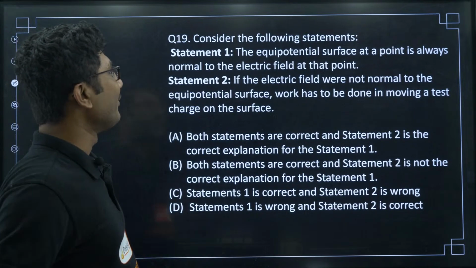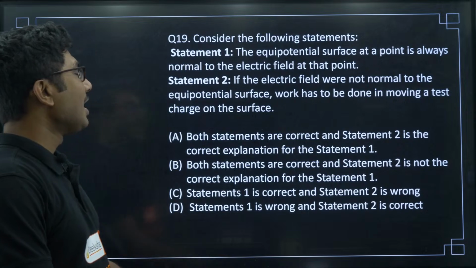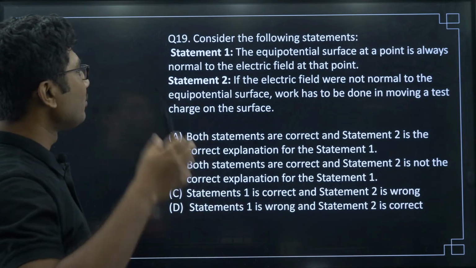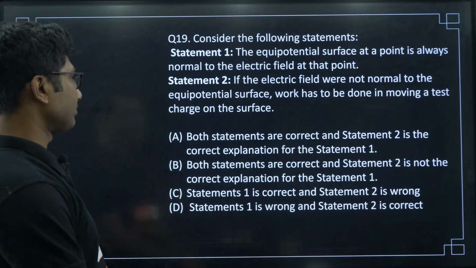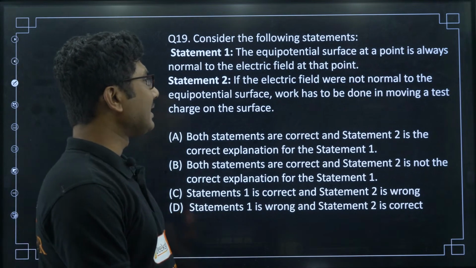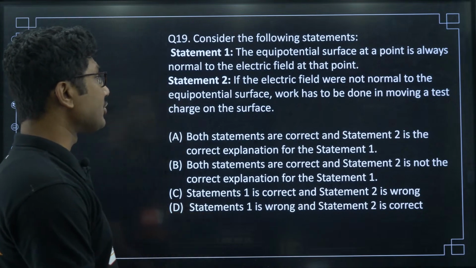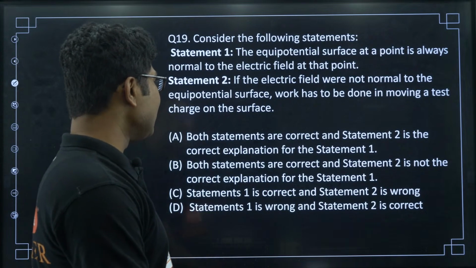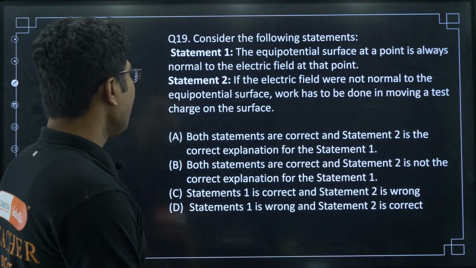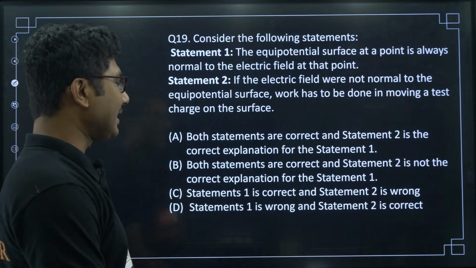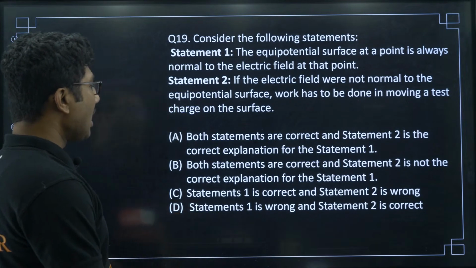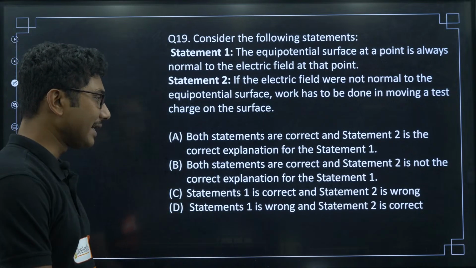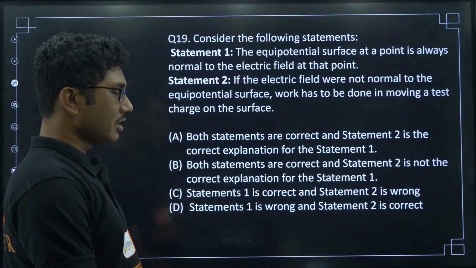Now, consider the following statements, another statement based question. Statement 1: The equipotential surface at a point is always normal to the electric field at the point. Statement 2: If the electric field were not normal to the equipotential surface, work has to be done in moving a test charge on the surface. Again the same options: both statements are correct and statement 2 is the correct explanation; both statements are correct and statement 2 is not the correct explanation; statement 1 is correct and statement 2 is wrong; statement 1 is wrong, statement 2 is correct.